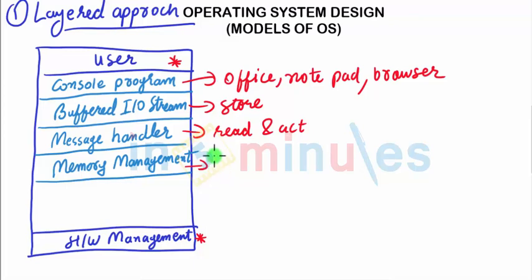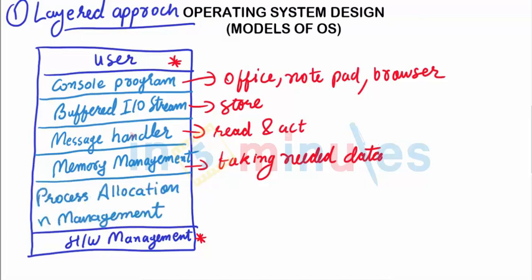With reference to memory management, we are talking about taking needed data into memory so that one can access this data and perform the remaining work. The final layer in the layered architecture of today's OS would be process allocation and management. The basic job of process allocation is who would do the task, and the management simply refers to the synchronization.